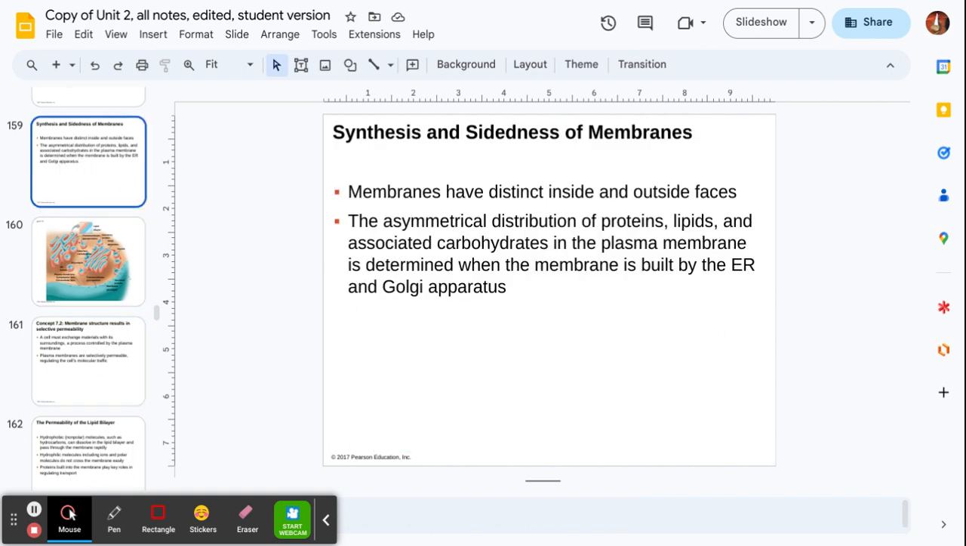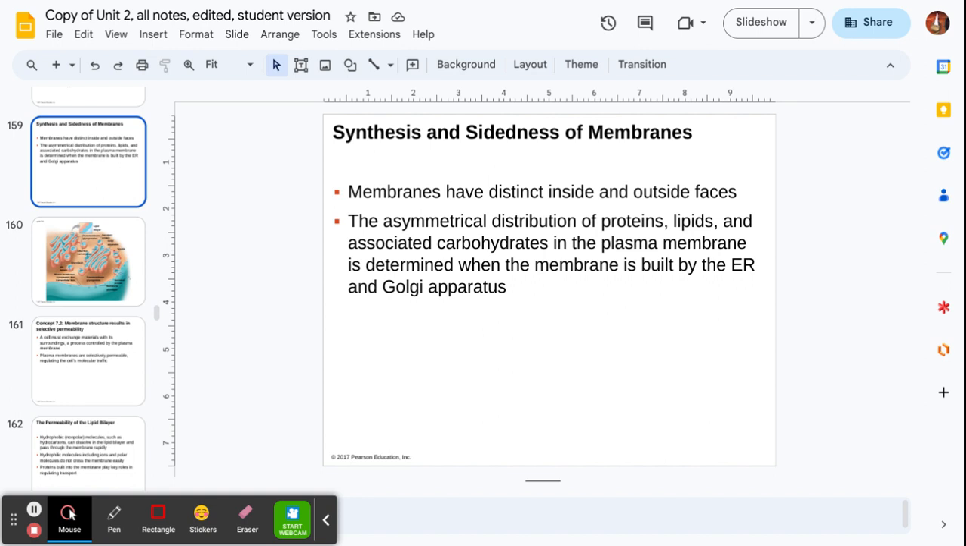This is just kind of a review of when we're talking about proteins and we're talking about membranes. Membranes have a distinct inside and an outside face. And because of that, the distribution of those mosaic pieces, those proteins, the lipids, carbohydrates, you're only going to see them on one side of the membrane, not on both.